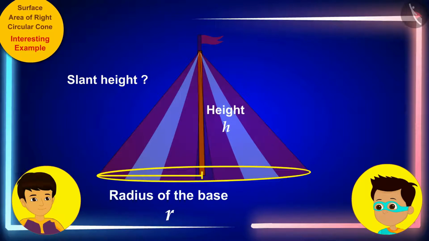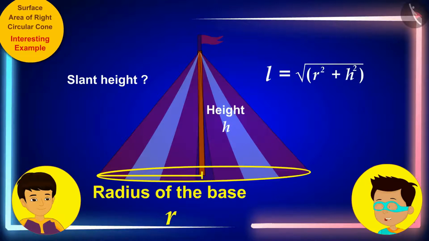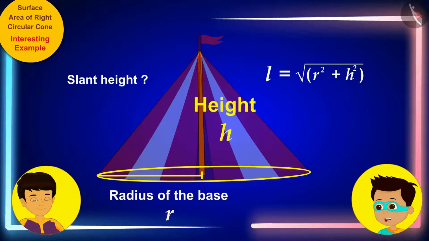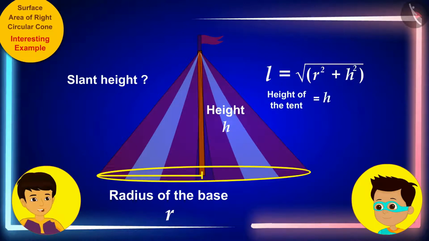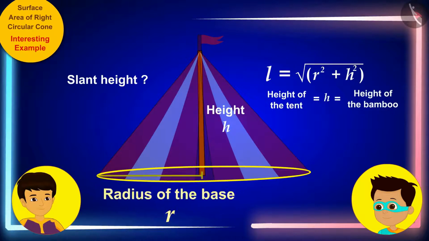Don't worry, that is also very easy. Don't you remember that we can find the slant height of the cone by writing the measurements of the radius of its base r and the vertical height h of the tent in this formula? Oh yes, and the height of the tent is equal to the height of the bamboo. Let me quickly measure the radius of the base of the tent and you measure the height of this bamboo.